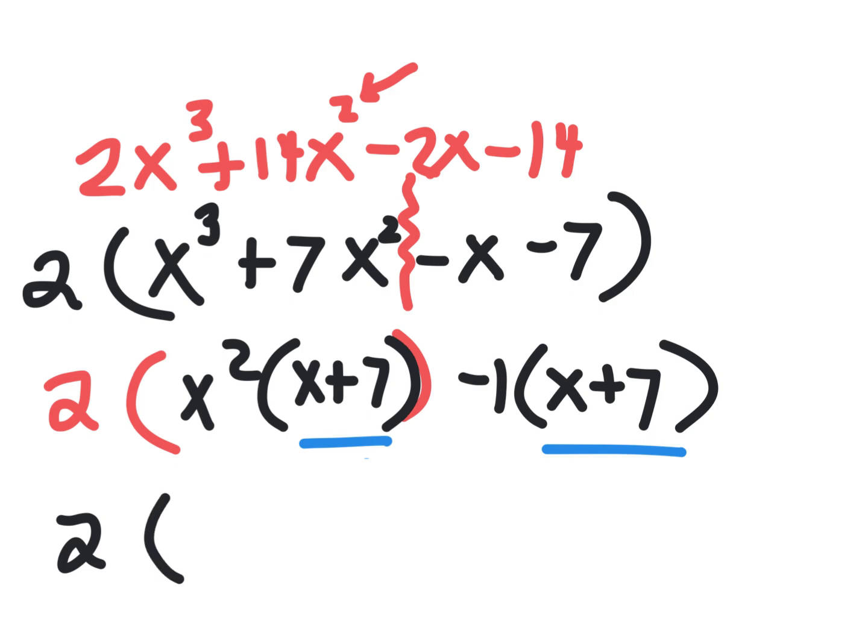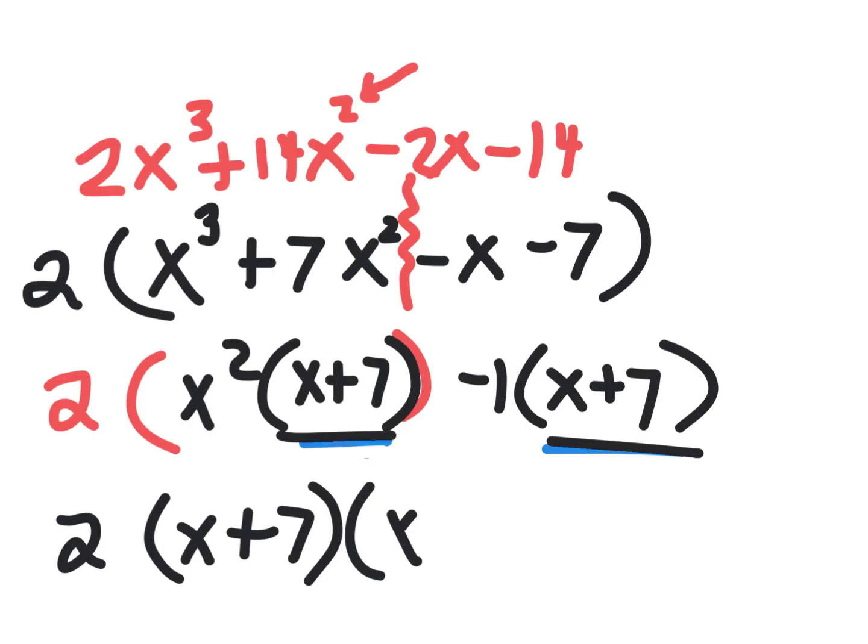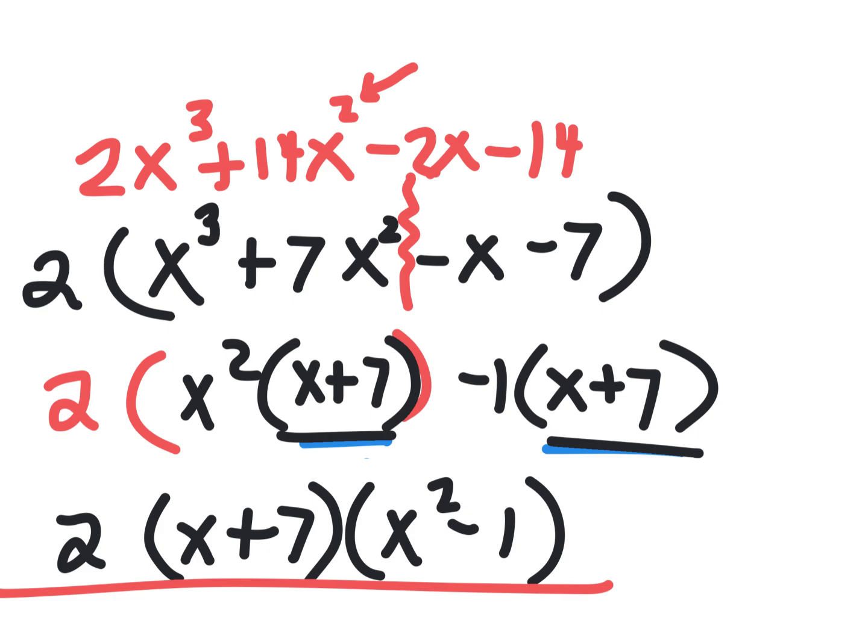And then this part that was in common on both was the x plus 7, so I'm bringing it to the front. It doesn't technically have to be in front. And then x squared minus 1. And if you got that far, I'm impressed, but you're wrong.